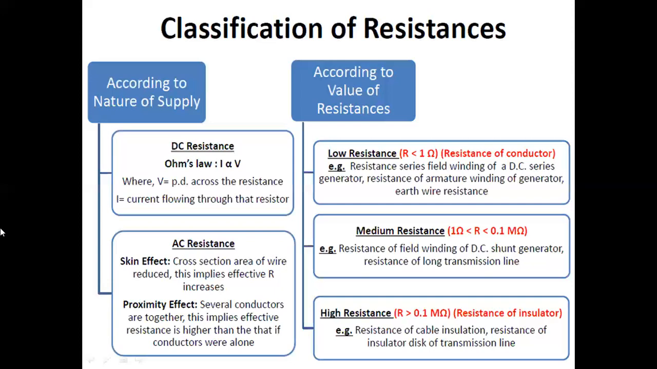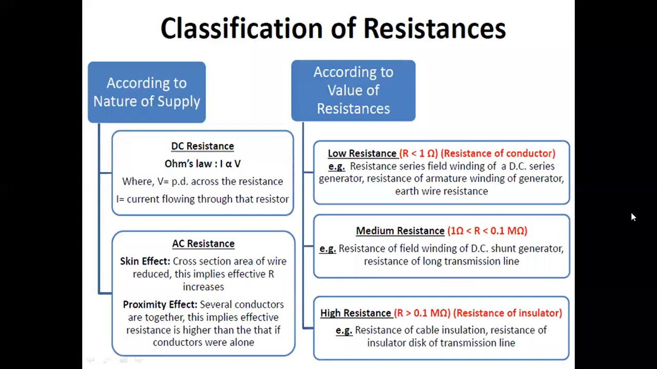The next and the last one is high resistance. So the resistance value of the insulator, which should be more than 0.1 mega ohm, is known as high resistance. Okay.